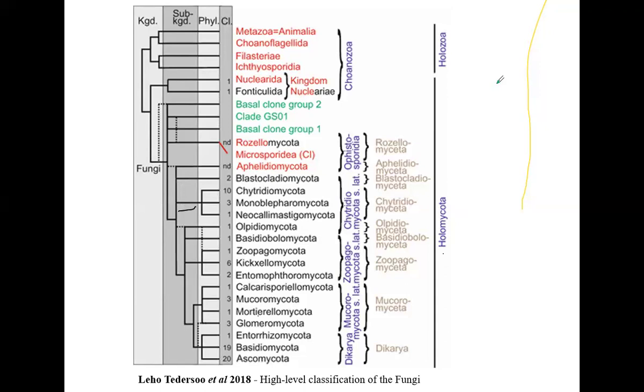And the latest classification of fungi is the Tedersoo classification. Who is that? Leho Tedersoo's classification. It is a high-level classification of fungi, the latest phylogenetic classification of the fungi. If you select MSc botany, in the PG botany, you will study these two classifications. Up to degree you have studied only the Ainsworth classification.